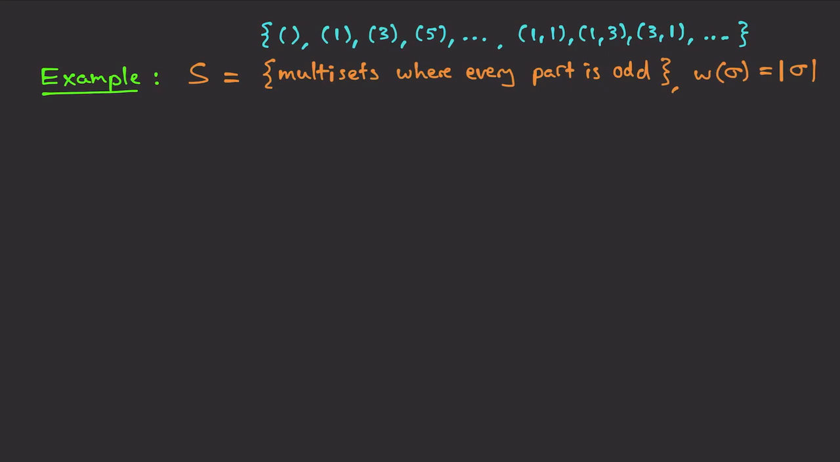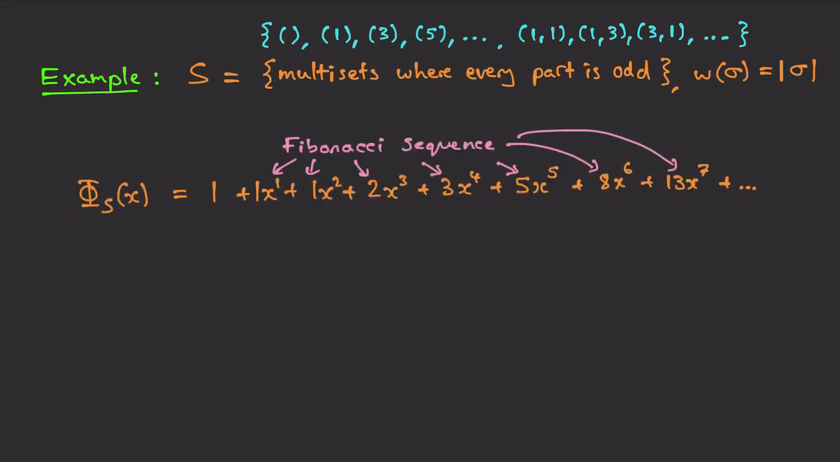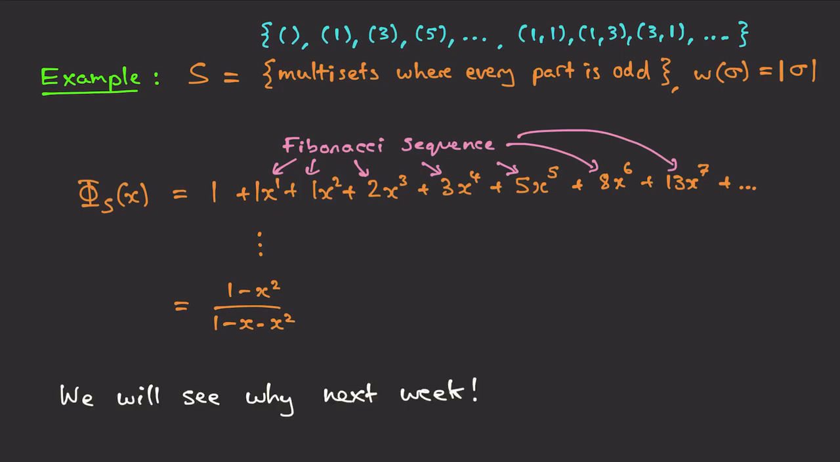We don't have the tools yet to actually compute the generating series, but I'll tell you what it is. It's the series with a constant term of 1, where the rest of the coefficients form the Fibonacci sequence. That is, each coefficient starting with x cubed is the sum of the previous two coefficients. This sequence popping up out of nowhere might seem surprising. We also get a nice rational function for this generating series. It's equal to 1 minus x squared over 1 minus x squared. We'll see why this is true next week, but if you're interested, it's probably something you could prove now by induction on the sequence of coefficients.